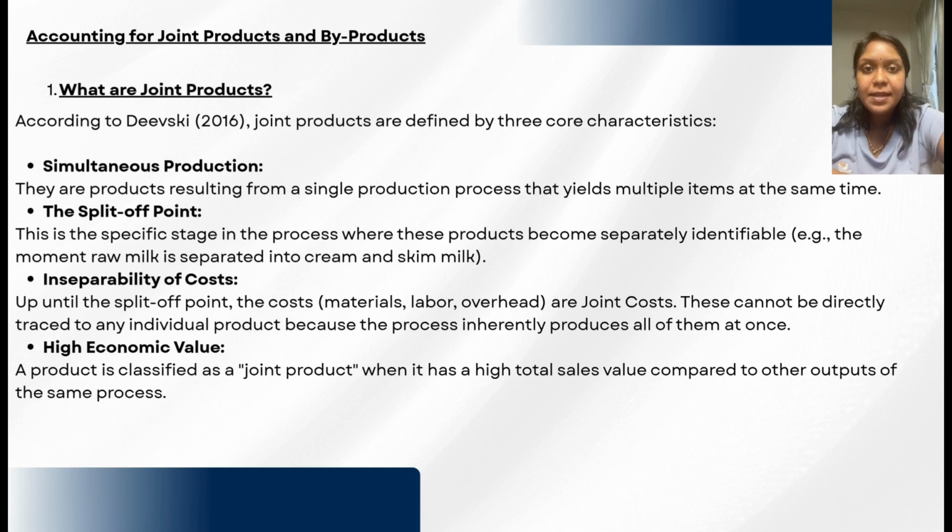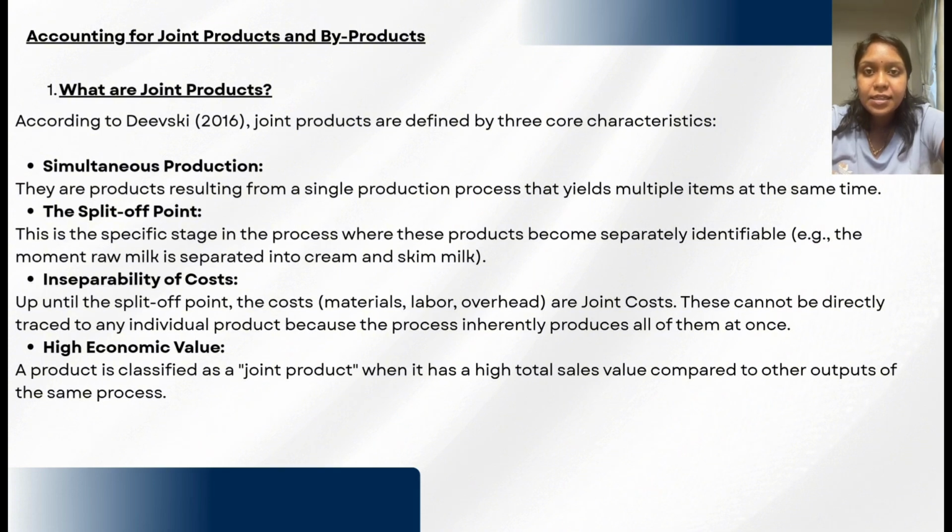Today I will explain the concept of joint products. Joint products are products that are produced together from a single production process where one input produces multiple outputs at the same time. This is common in industries such as dairy and petroleum.